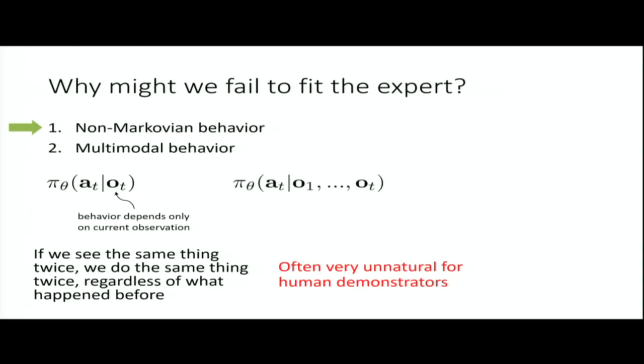So what we would really like to do, if we want to address this problem, is to have a policy that somehow considers everything that happened in the past, not just the single current image. So if the behavior depends on all the past observations, then we don't have to worry about this. Then we can actually mimic even behavior that is not Markovian.